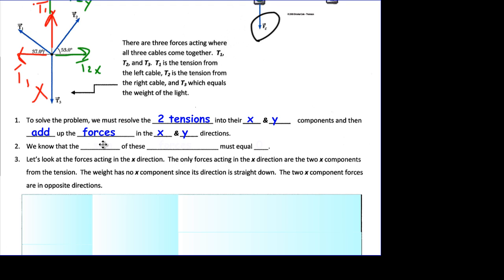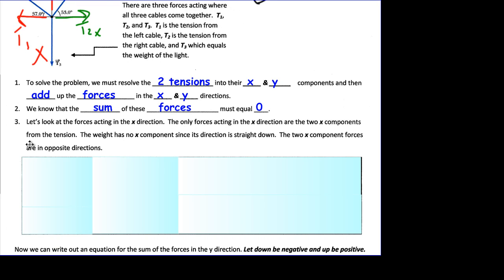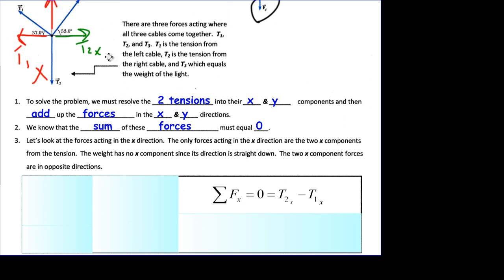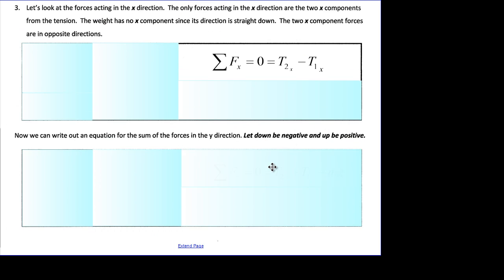So we know that the sum of the forces is 0, right? It's not moving. And so you usually start off with those summation statements for both the x and the y. When you look at the sum of the forces in the x, you'd get T1x and T2x. And then in the y direction, you would have your T1y, T2y, and mg.